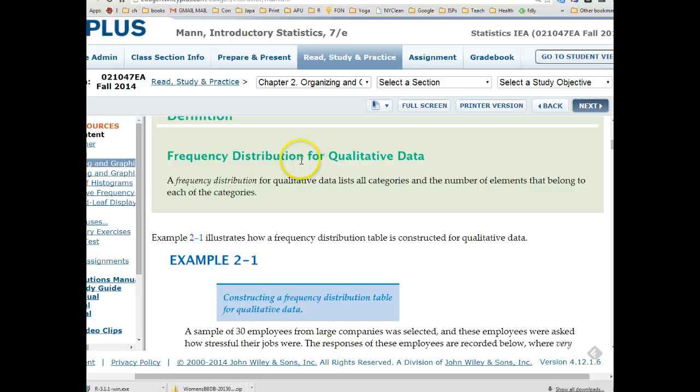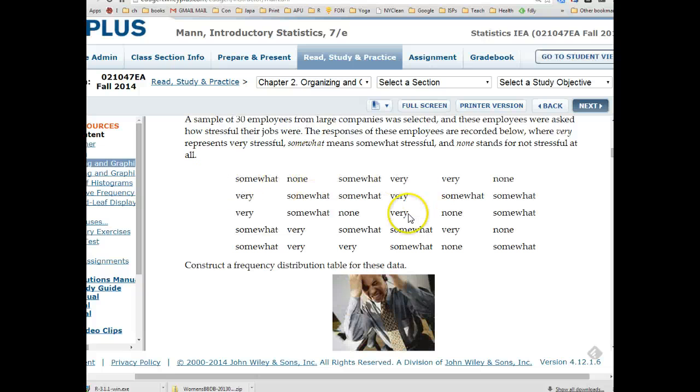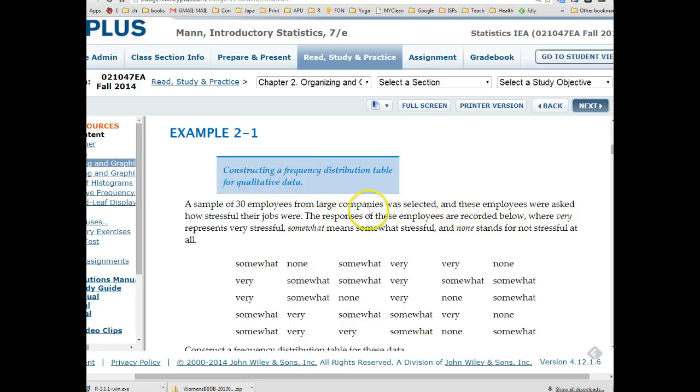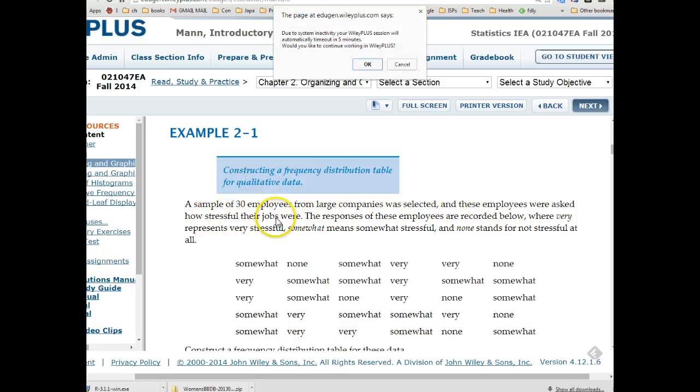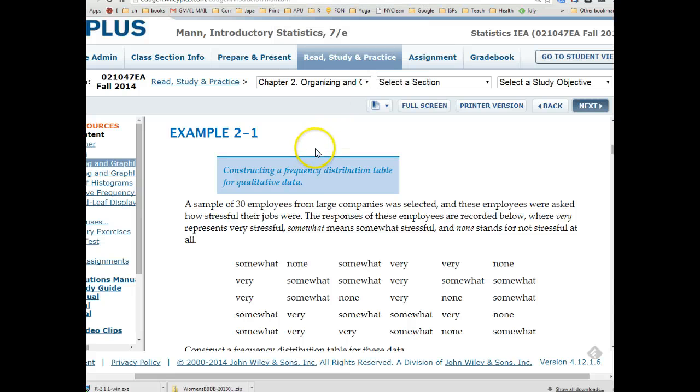Okay, so a frequency distribution for qualitative data. What kind of data is this? It looks like qualitative data. Again, it has some kind of order in it, but we're going to treat it as qualitative. This is how stressful their jobs are. The answers are none, somewhat, very, and so on.